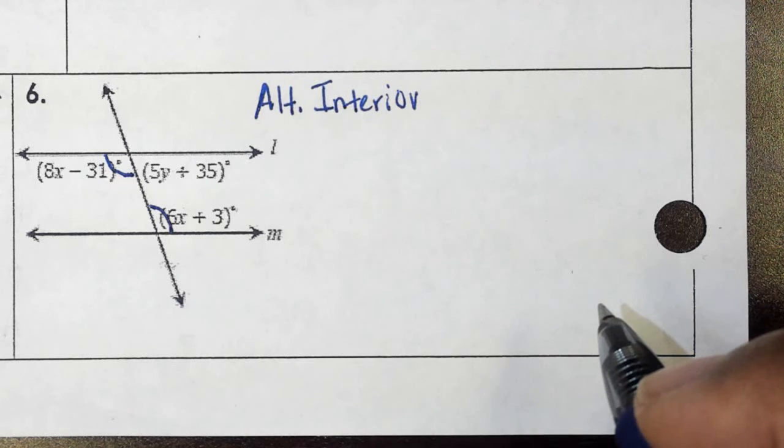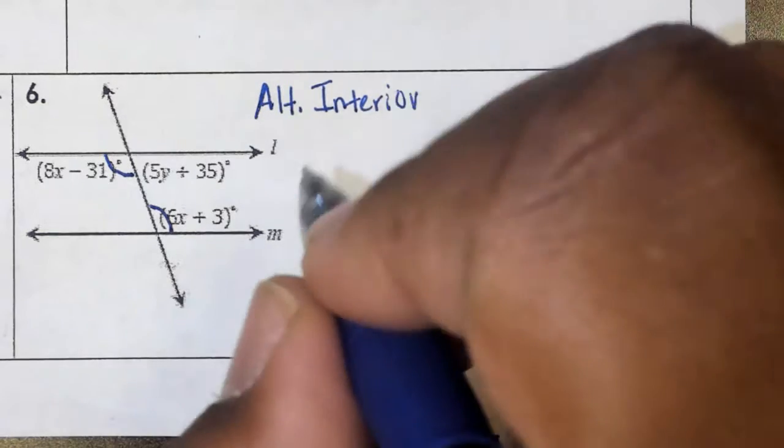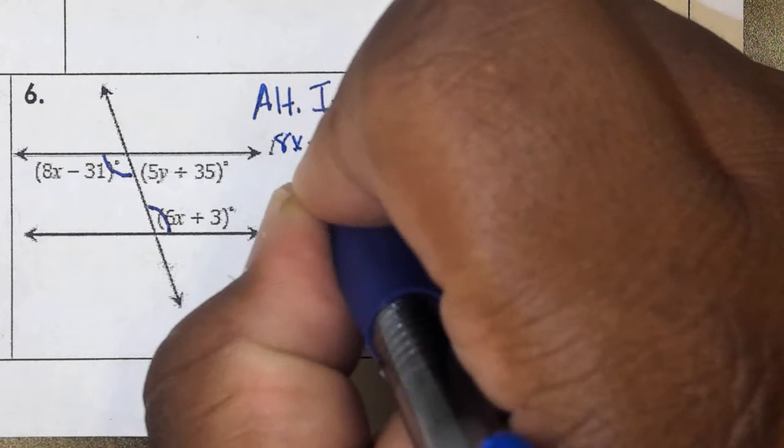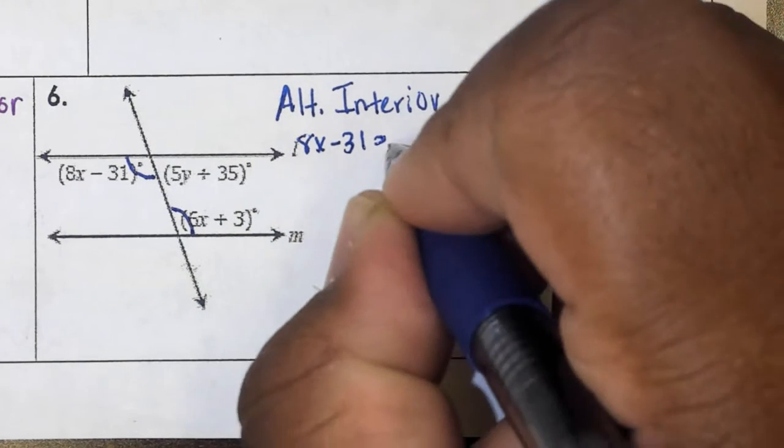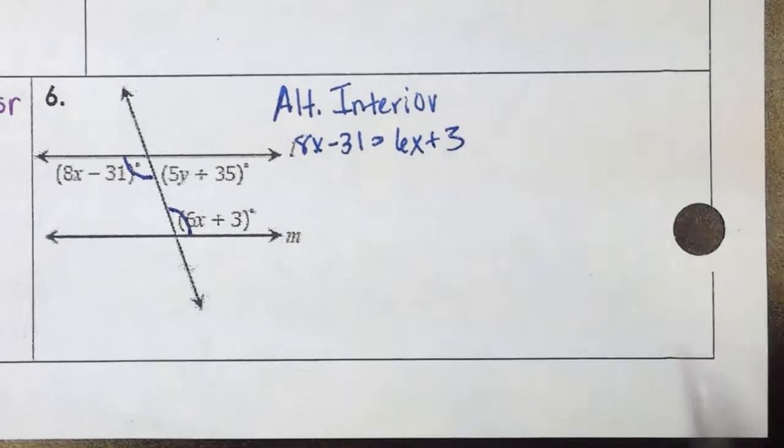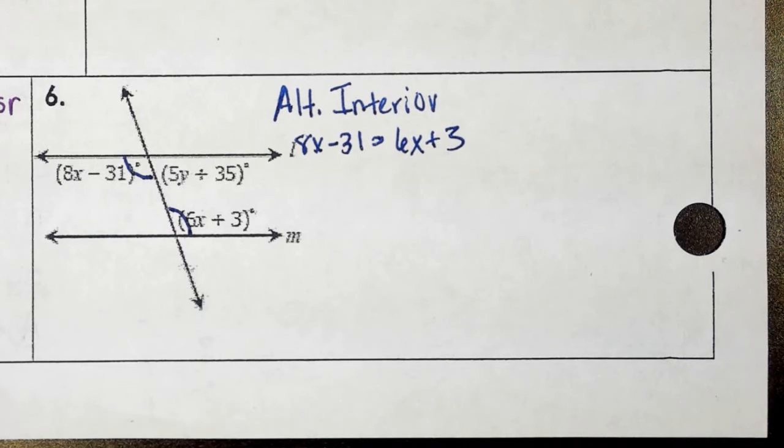So you set them equal to each other. 8x minus 31 equals 6x plus 3. And solve that for x. We need to get x first. I'm going to let y'all solve for x. Y'all just tell me what it is. Well, actually, I know what it is.